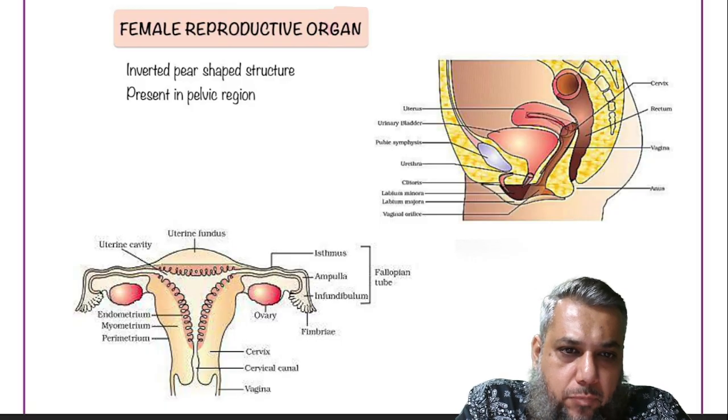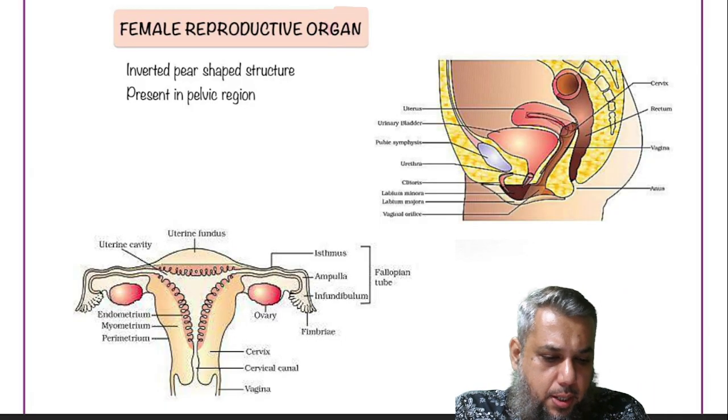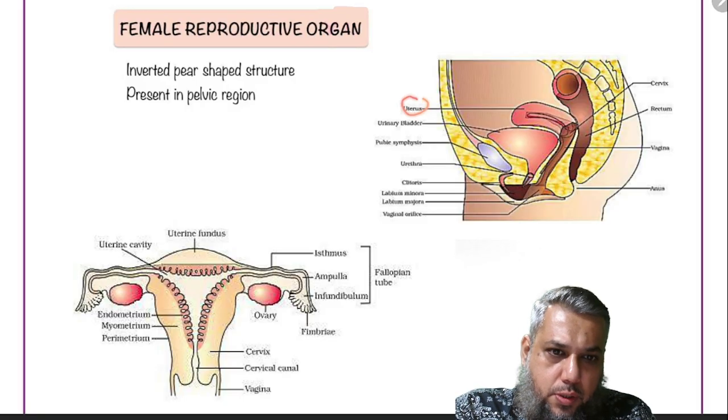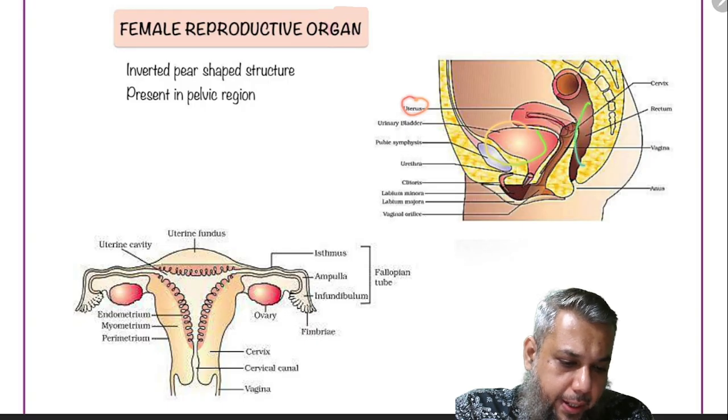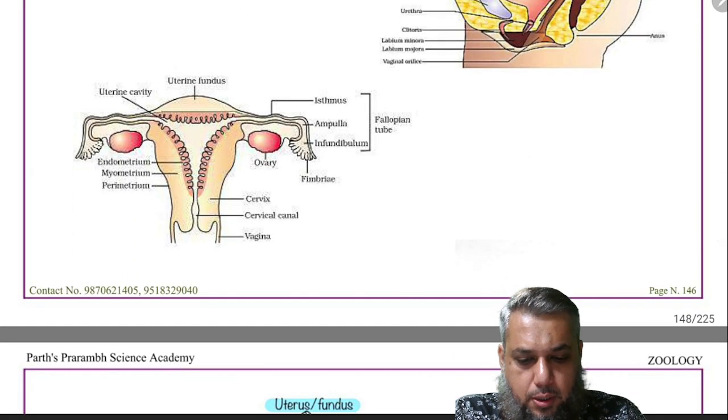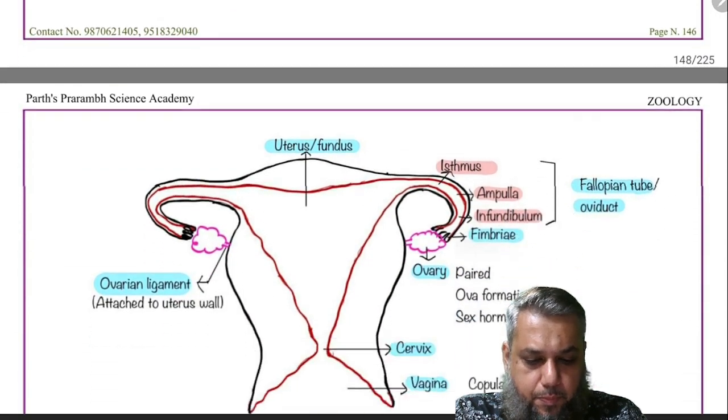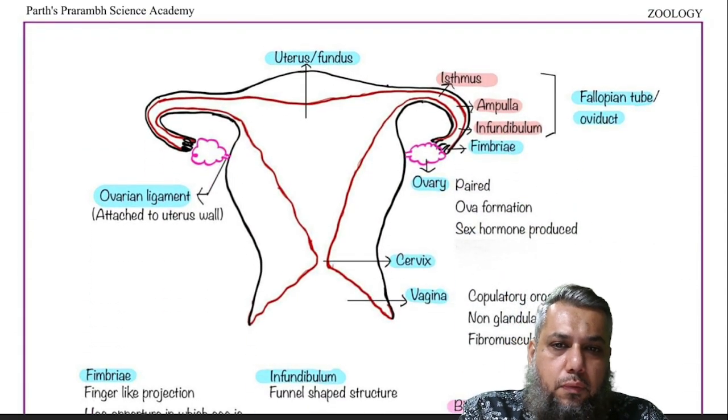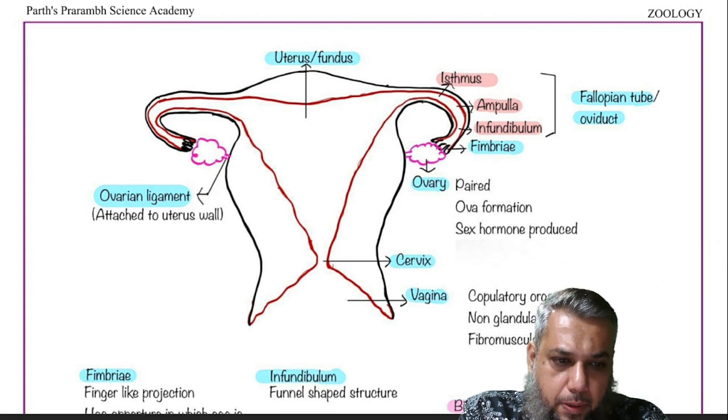Okay, so this is the uterus, this is the urinary bladder, and this is the rectum. So look at the position of the uterus. It is just behind the urinary bladder, in front of the rectum. It's a pear-shaped structure. It is also called the womb of the mother.